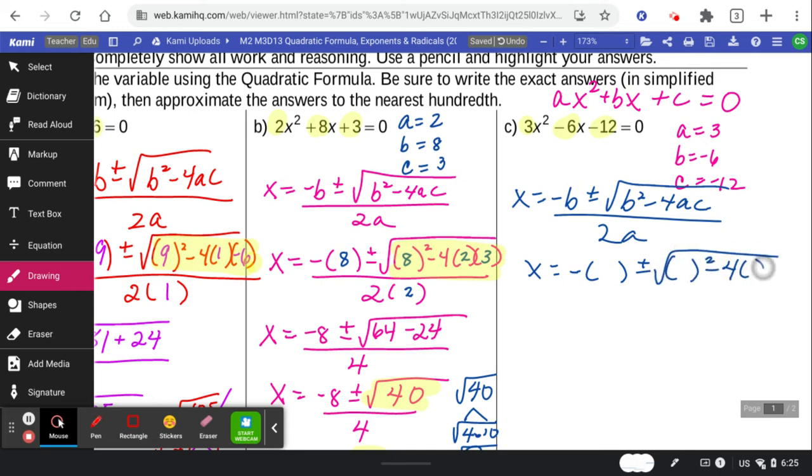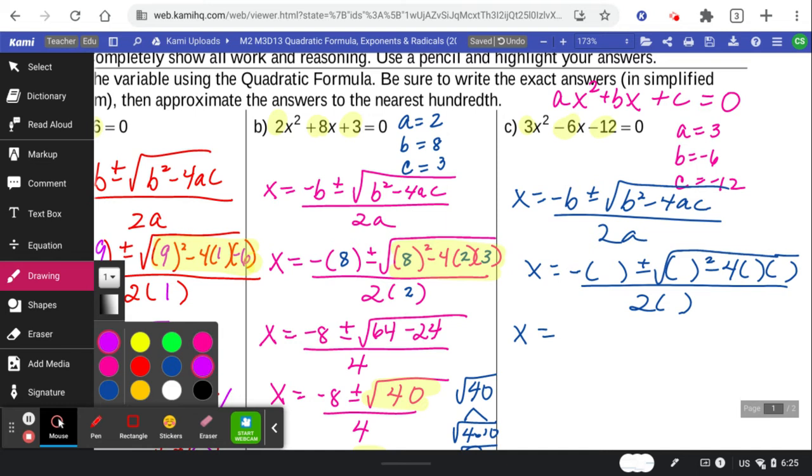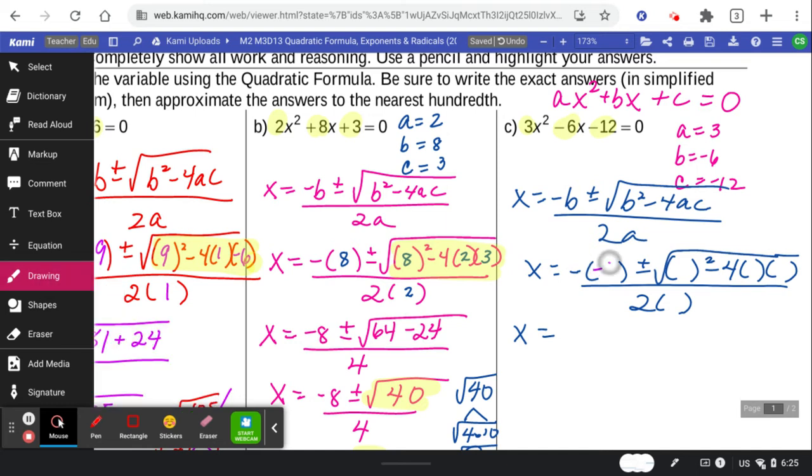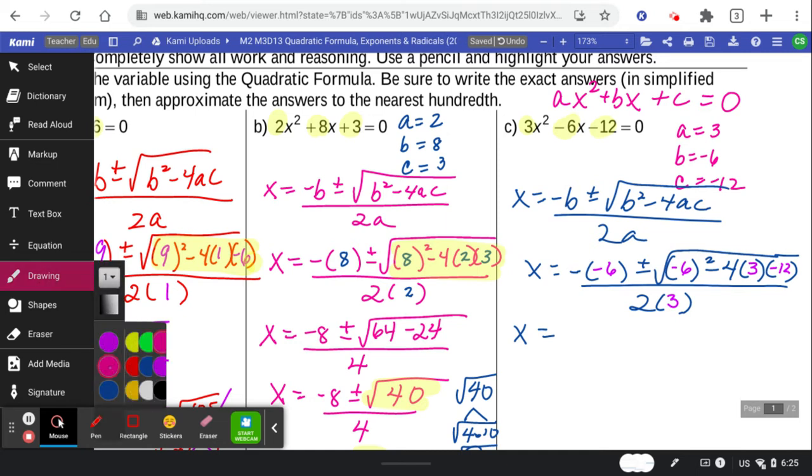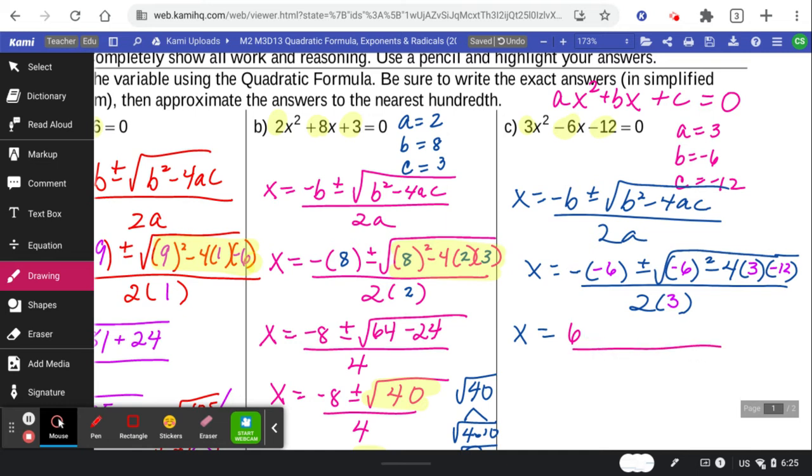Get ready with the open parentheses, and let's plug in and simplify. For b, we plug in negative 6 here and here. For a, we plug in 3 here and here. For c, we plug in negative 12. Negative 6 is positive 6. 2 times 3 is 6.